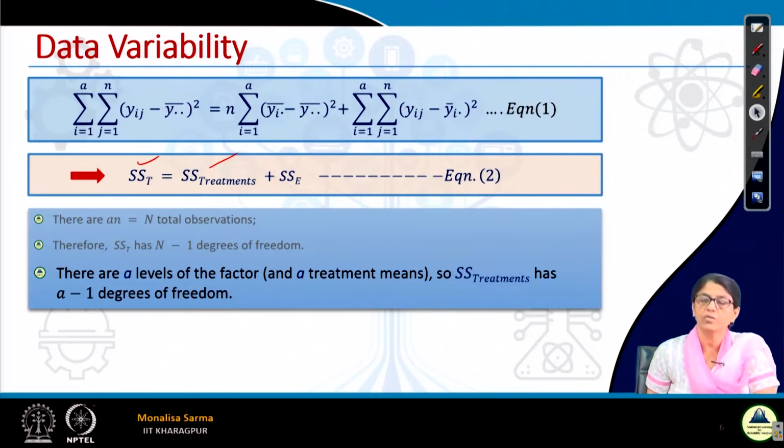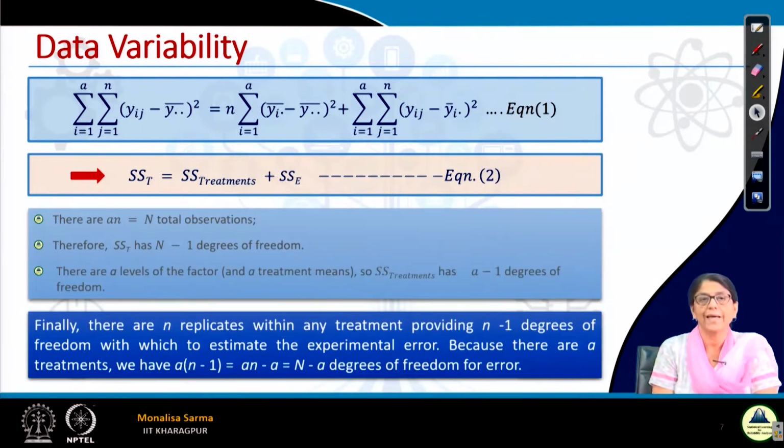The other way we can also find it out: there are a total of n replicates within a treatment, and each provides n minus 1 degrees of freedom. In each treatment the degrees of freedom is n minus 1, and in total there are A such populations. So the total degrees of freedom will be A times (n minus 1), that is capital N minus A, which is the degrees of freedom for SSE.